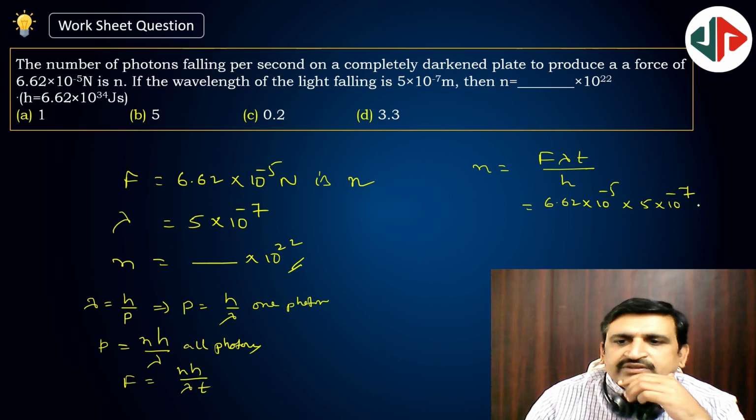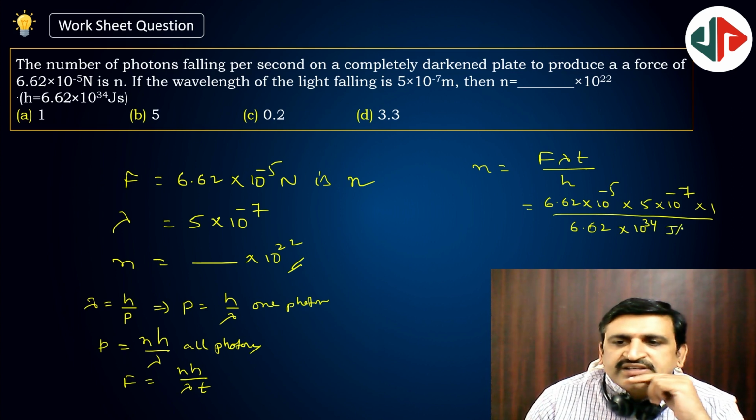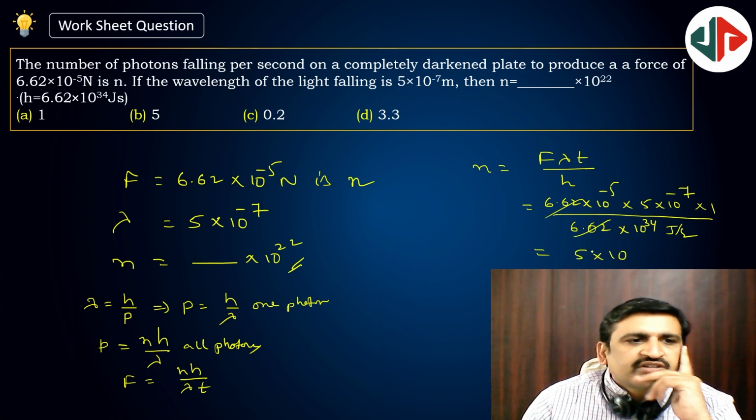Per second only. So that equal to 1 by h value 6.62 into 10 to the power of minus 34 joule second. That is equal to 6.62 will go. So it's 5 into 10 to the power of minus 5 into 10 to the power of 1. Option is there. 22 obviously there. So 5 is the answer, B.